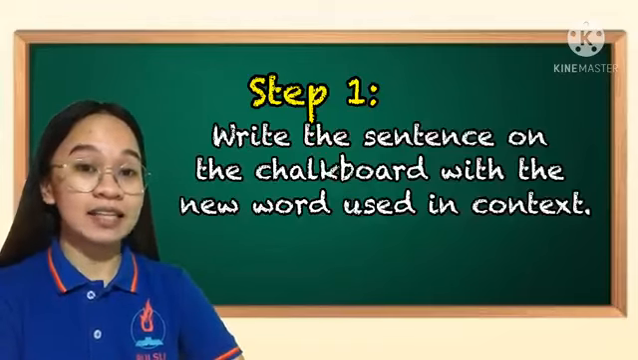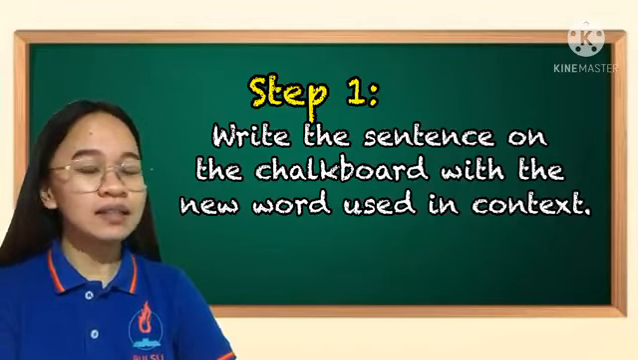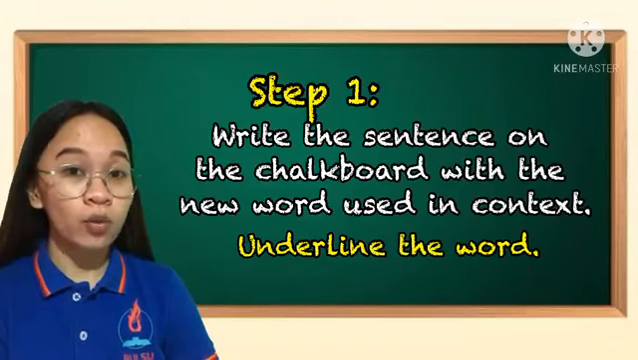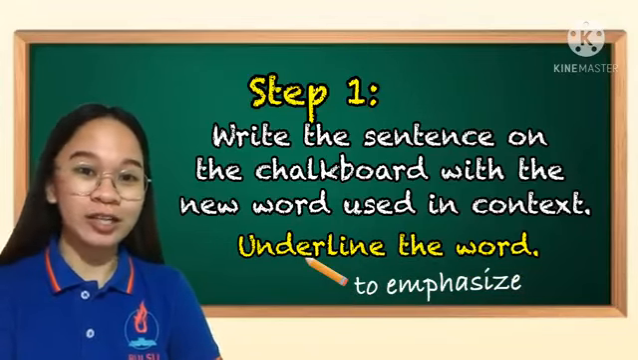First, write a sentence on the chalkboard with a new word used in context and underline that word. By putting an underline to the word, we are giving emphasis on what needs to be recognized by the learner.